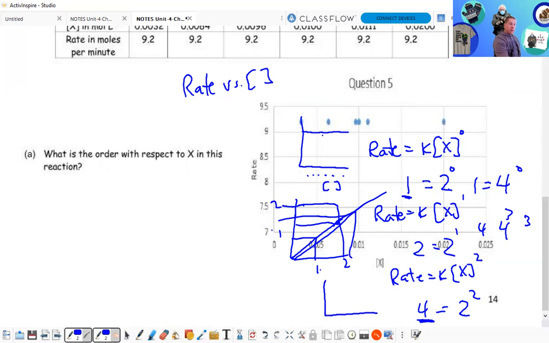Now for second order, once again rate goes here versus concentration. Let's say 1 and 1. Now we know if we double the concentration, the rate goes up 4 times. And so the graph you would end up with is this exponential looking one, or the square graph.